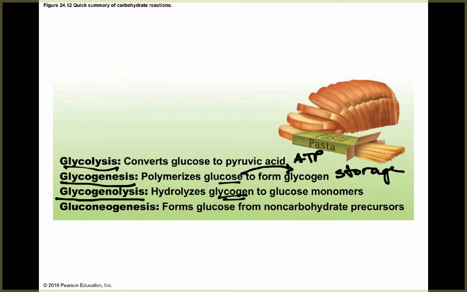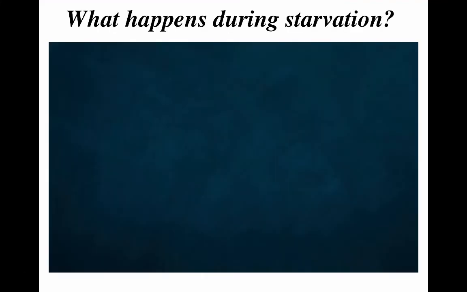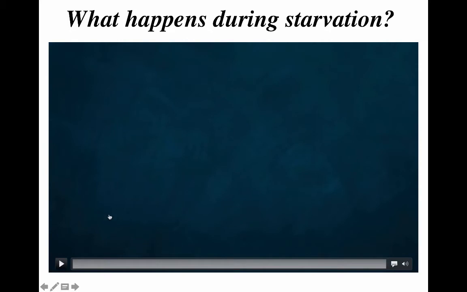Glycogenolysis is when you're taking the glycogen store and making it so that you can release sugar when sugar is low. And gluconeogenesis is making glucose from non-carbohydrate sources. This takes a lot of energy to do. And so this is going to talk a little bit about what happens during starvation.